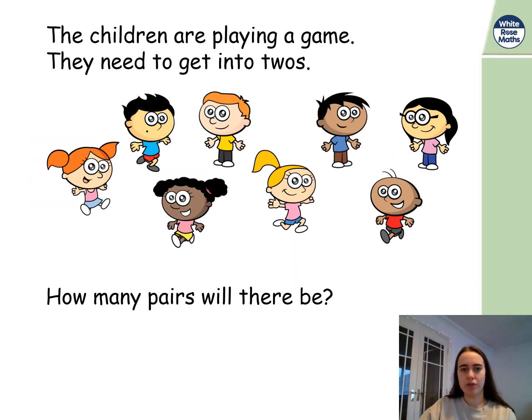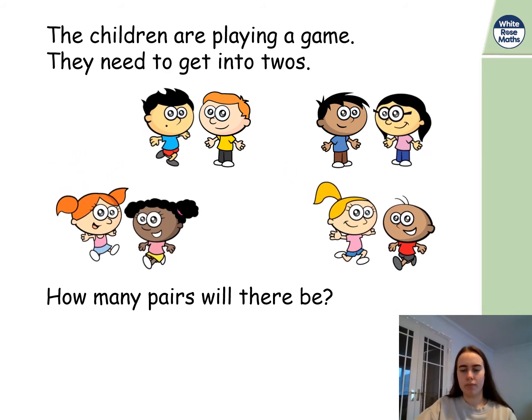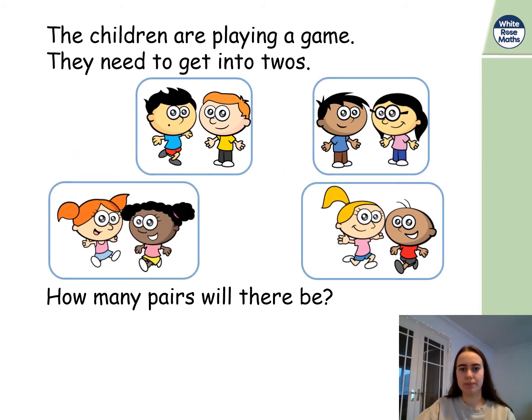So now we have children and they need to get into 2's. So instead of sharing them out into 2 groups like we did on the last slide, this time we are grouping them into 2. So how many pairs will there be? There you go, there are 4 pairs. So just like on the last slide, we had 8 children divided by 2 groups, gave us 4 children in each group. This time, we've got 8 children grouped into 2, so divided into 2's, which gave us 4 groups.